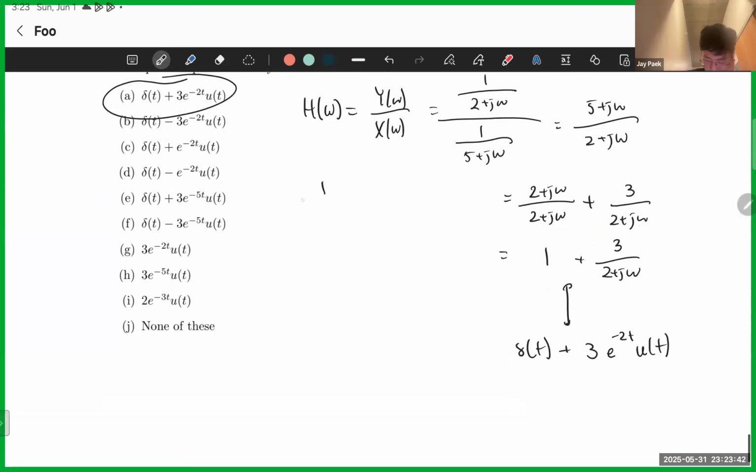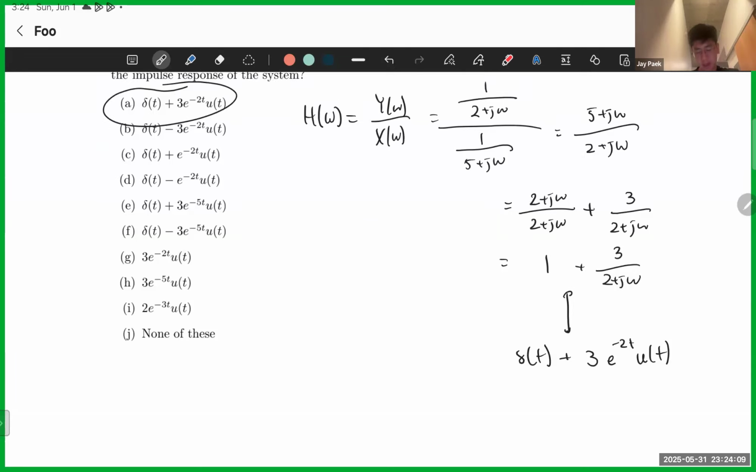We have 1 over S plus 2, so it's the same thing. It's just 5 plus S over 2 plus S. Then that would be 1 plus 3 over 2 plus S. And then we would get the Laplace transform, which would be delta of t plus 3 e to the negative 2t, yeah, it'd be the same. Radical.